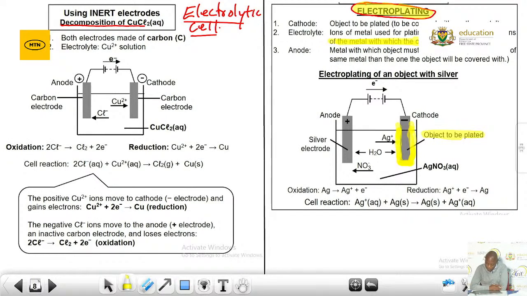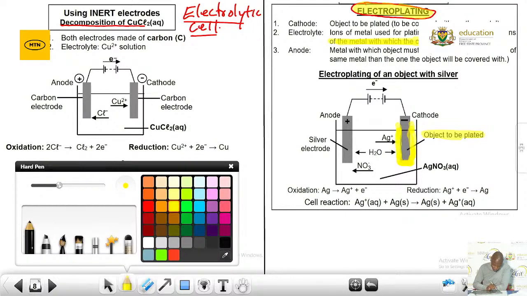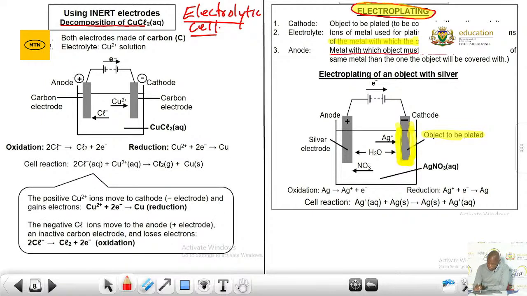here, or ions being placed on our object. And then it says here, at anode, what happens is we have a metal with which the object must be plated, an anode made from the same metal that the object will be covered with. So this is just a basic example. This is just a basic way of saying we also need now to look into electroplating. And when you think of it, this is basically it with paper 2 of technical science.